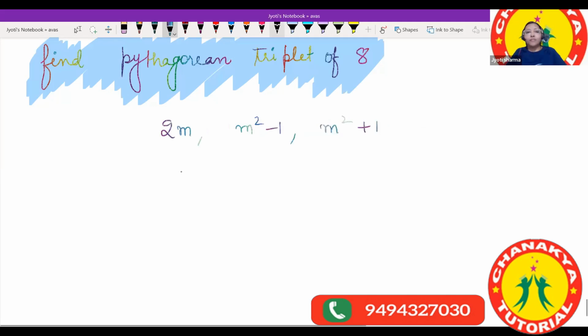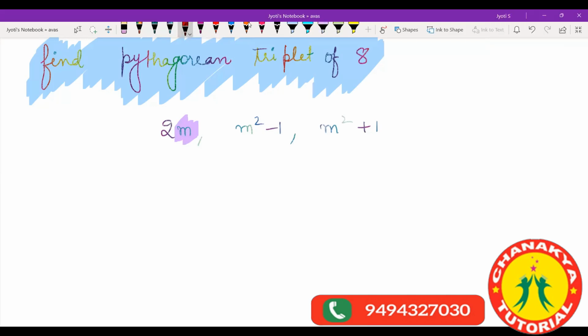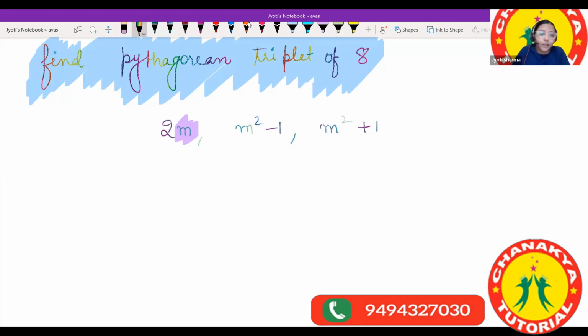Now, how do we find it? It is given that one number is already given. Fine. Now, what are you going to do? Anyone would like to explain what we can do? Okay. So we need to find the value of this m, right? We need to find the value of m. We will do this with all three of these expressions. Okay, I will show you with all three.